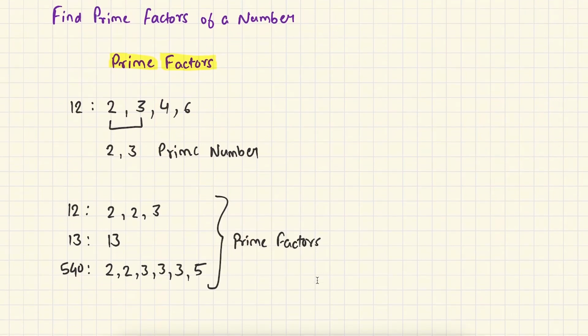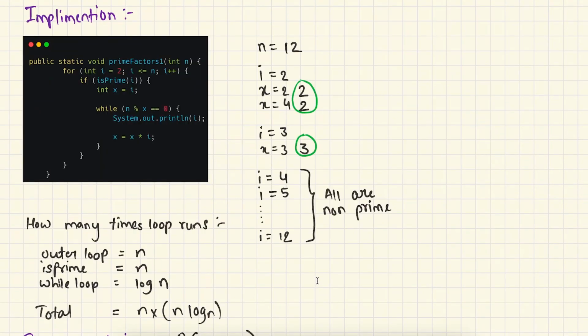Now let's pause this video for a while and think about a solution to solve this problem. Now let's see the implementation. And this is the simplest implementation to solve this problem. So we have a function and this function is taking n as input and we are simply running a loop from 2 to less than or equal to n, right?